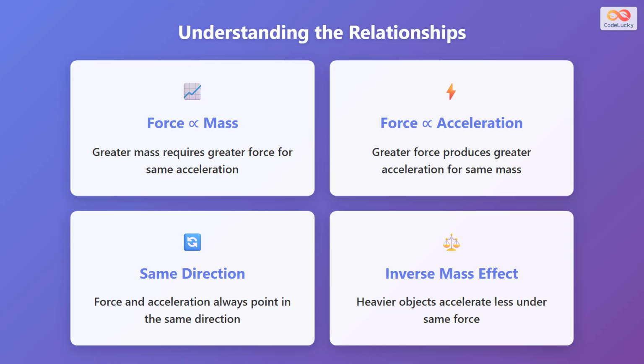The equation F equals ma reveals several important relationships. First, force is proportional to mass, meaning a greater mass requires a greater force to achieve the same acceleration. Second, force is also proportional to acceleration, so applying a greater force produces greater acceleration for the same mass. Additionally, force and acceleration always point in the same direction. Finally, there's an inverse relationship between mass and acceleration. Heavier objects accelerate less when the same force is applied.